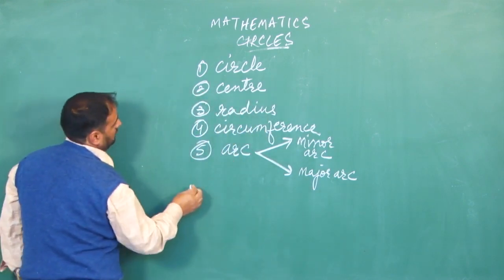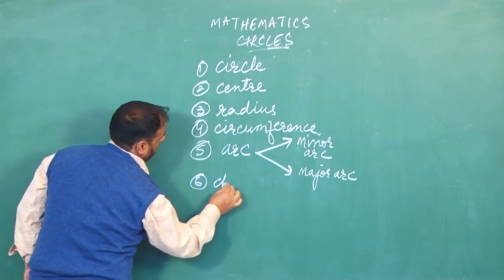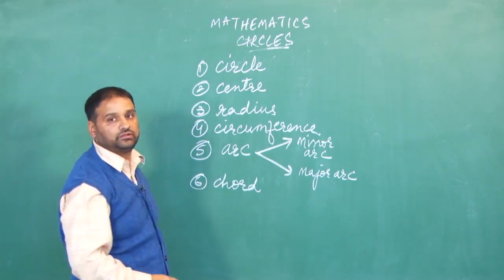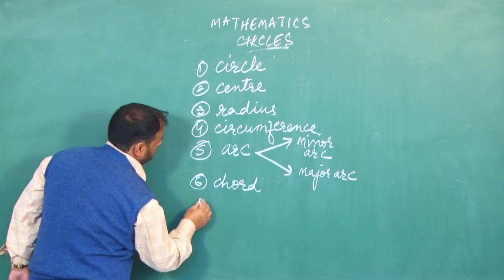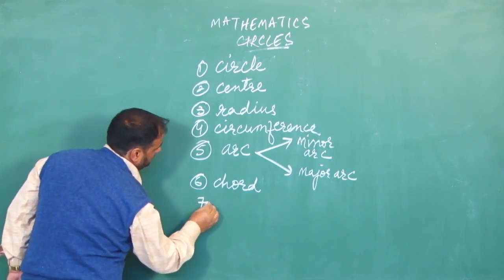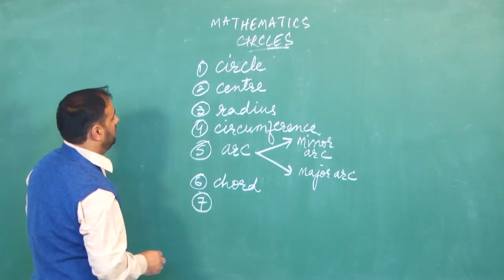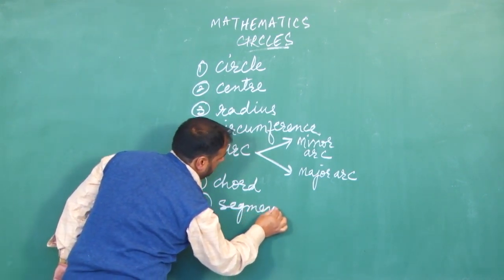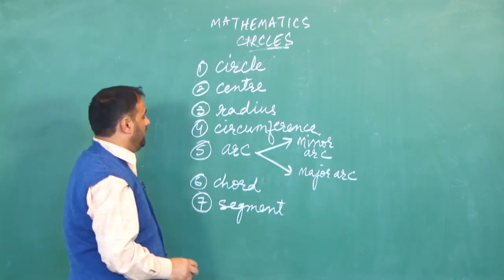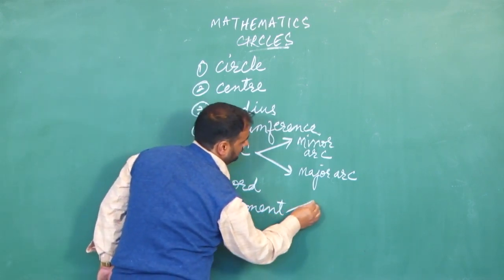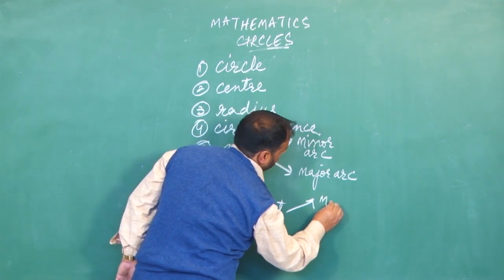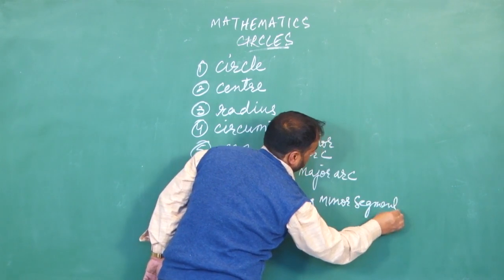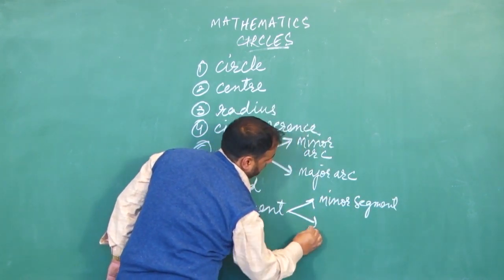Then we learned about chord. A chord is a line segment which has both endpoints lying on the circumference. In fact, the largest chord is the diameter, and diameter is twice its radius. Then we learned about segment. A segment is the area between the chord and the corresponding arc. We have two types of segments: one is the minor segment and another is the major segment.